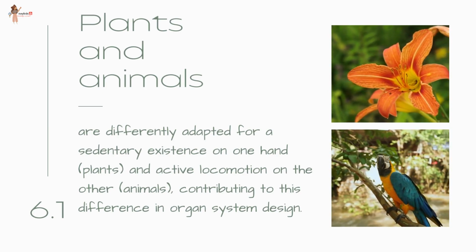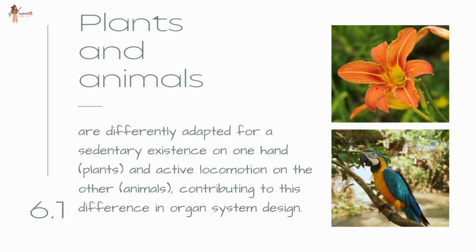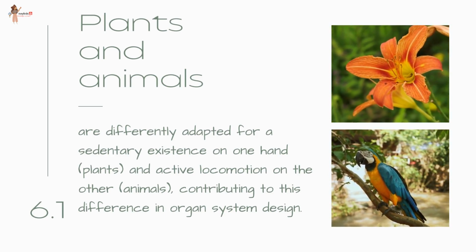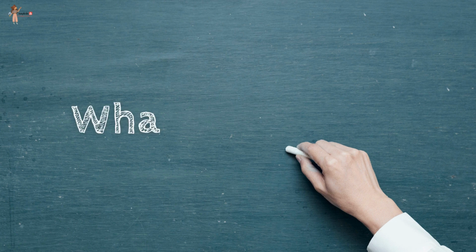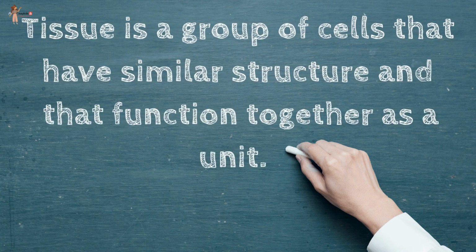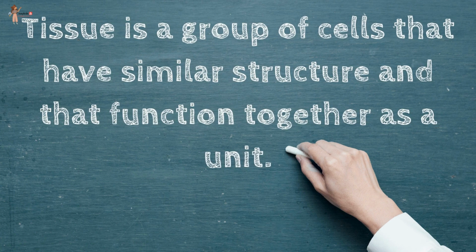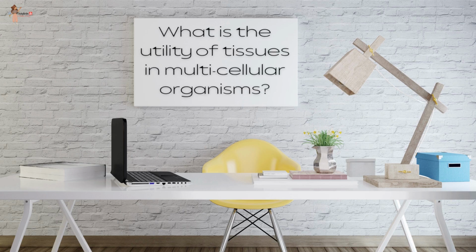It is with reference to these complex animal and plant bodies that we will now talk about the concept of tissues in some more detail. Let's do a quick recap first. What is a tissue? Well, tissue is a group of cells that have similar structure and that function together as a unit.